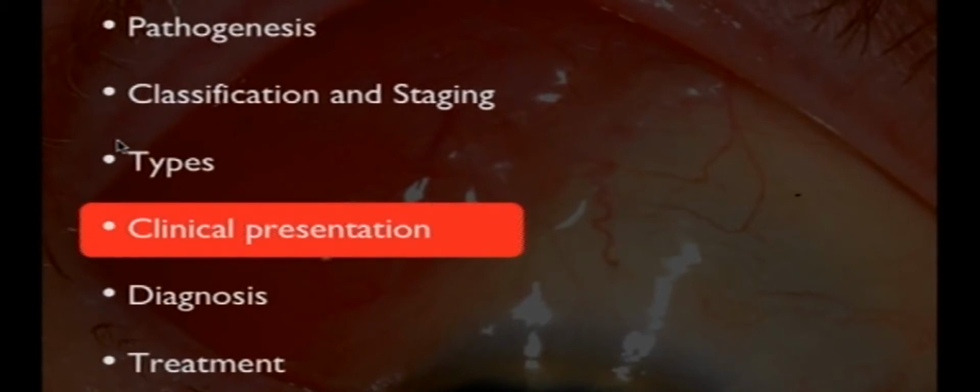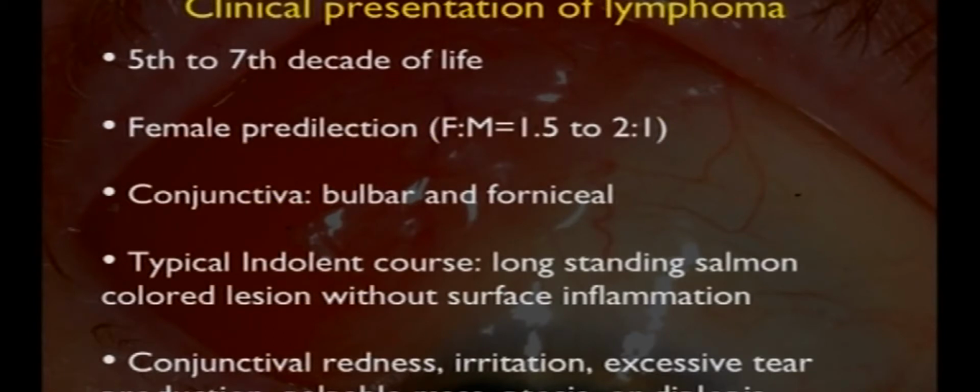The most interesting part which we are here for is its clinical presentation. Here again, what we tend to see is presentation in relatively late life, between the 5th to 7th decade. In our part of the world, we tend to see a female predilection, and usually you see a conjunctival lesion which is bulbar or fornicial, rarely over the palpebral conjunctiva. So the bulbar conjunctiva and the fornix tend to show more of lymphoma.